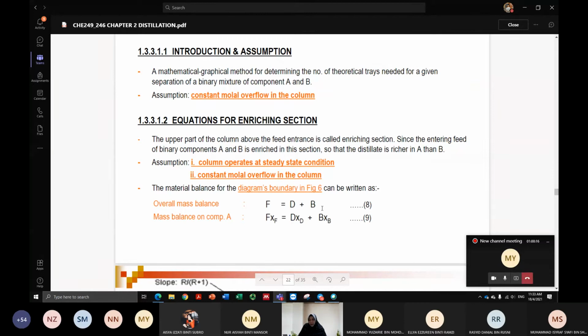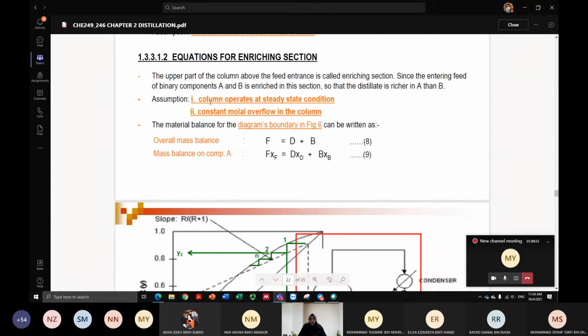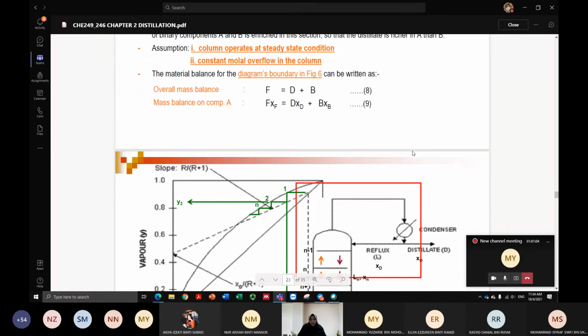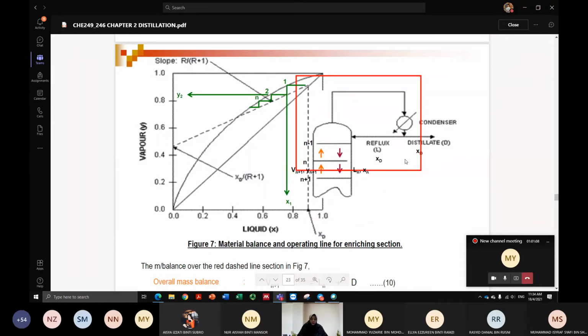So we are using D and B, so no more L and V. L and V is used for flash distillation. To easily understand what's going on in the equations, a mass balance on component A will be used. This is binary, so you're going to have F xFA equal to D xDA plus B xBA, to represent component A. These are the assumptions that we need: the column operates at steady state, and we assume constant molar overflow in the column so that we can use this equation, just to simplify so that it's easy for you to solve the problem.